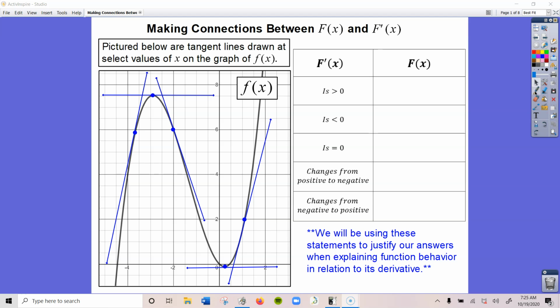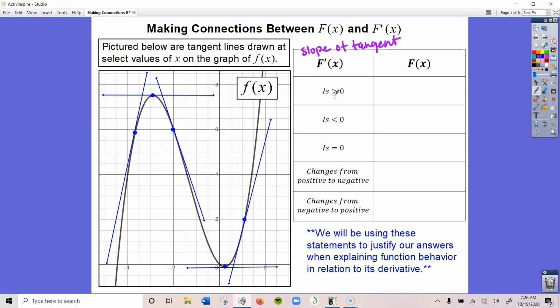Hello everyone. Today we're going to look at the function and its derivative and what they tell us about each other. So here on this graph, you'll see a function, f of x, with various tangent lines drawn at selected values of x. Now what we're going to do to fill out this chart is we're going to look at f prime, which remember is the slope of the tangent line. And when we look at the particular slope, whether it's positive, negative, or equal to 0, we're going to decide what our function is doing at that point in time.